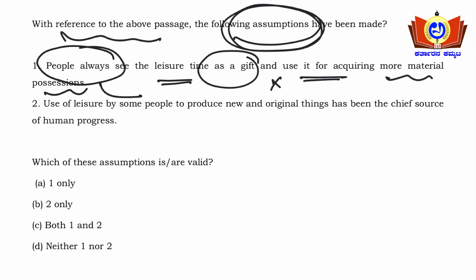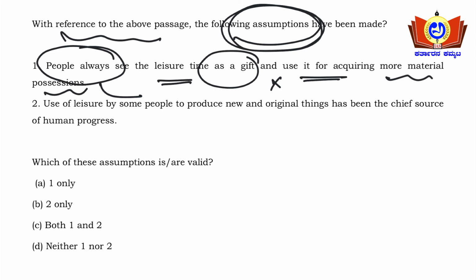Yes or no? Because the rule is that for an assumption, what we are assuming needs to be true to the passage. If we are assuming something, it needs to be true based upon the material from the passage, then only the assumption stands good. So statement one is wrong, it cannot be assumed because it says people always. So what is the second statement?